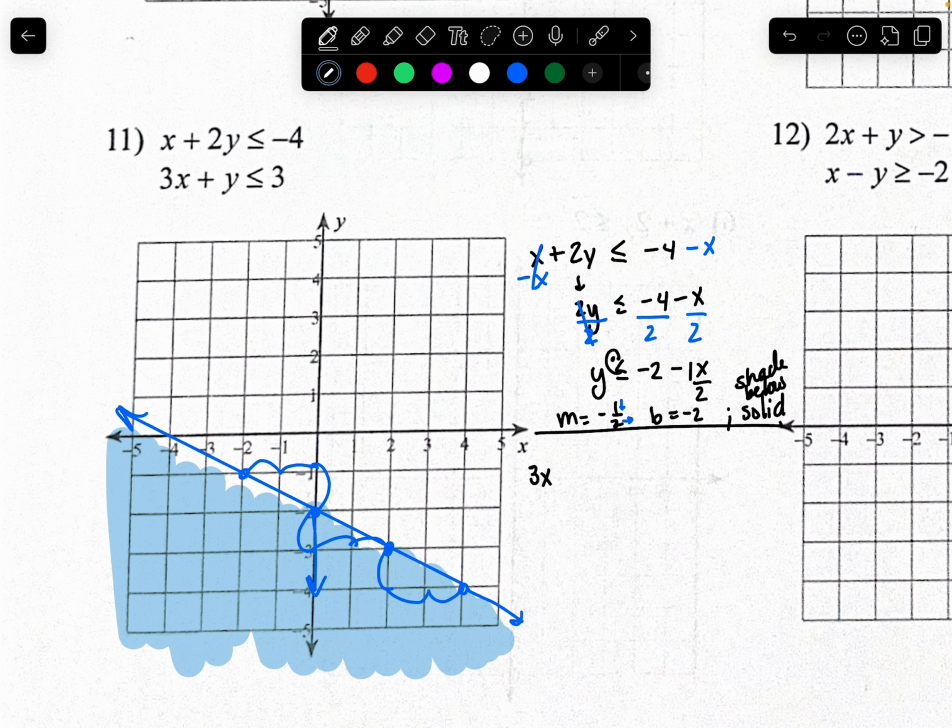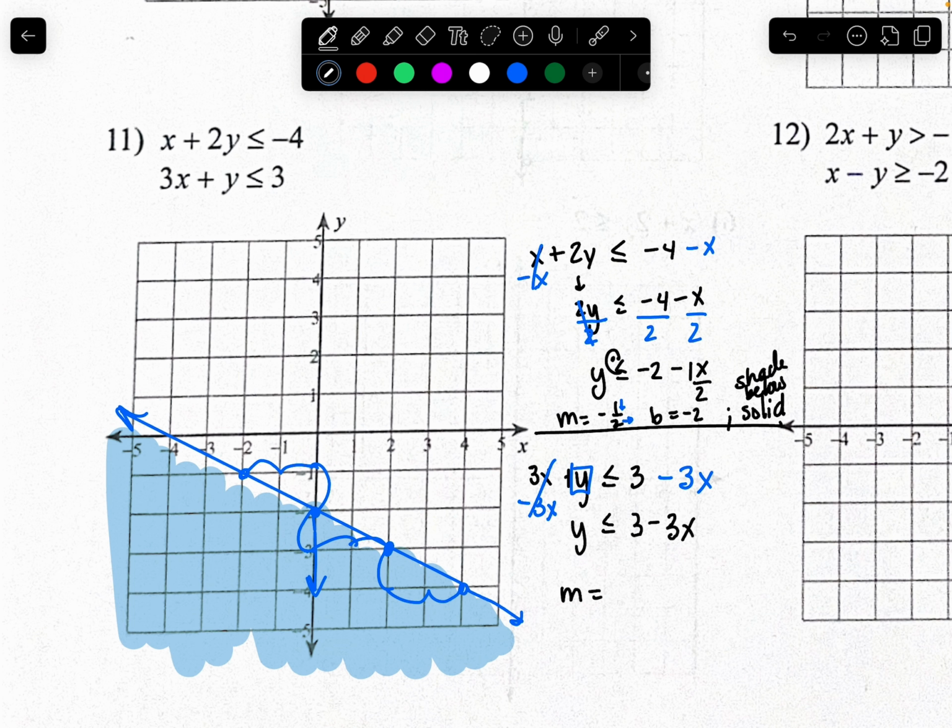Next one, 3x plus y less than or equal to 3. We want to isolate y. We're just going to subtract 3x. Since they're not like terms, you put them next to each other. Bring down your y less than or equal to 3 minus 3x. Oh look, y is already by itself. I don't have to do anything extra.